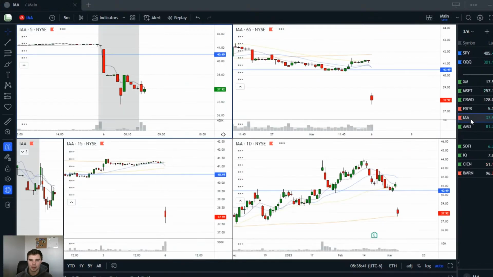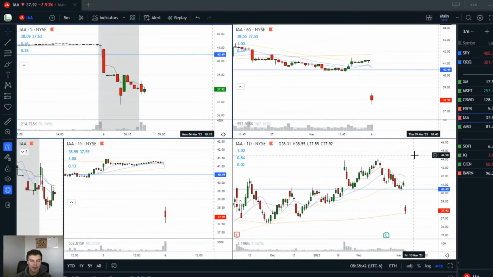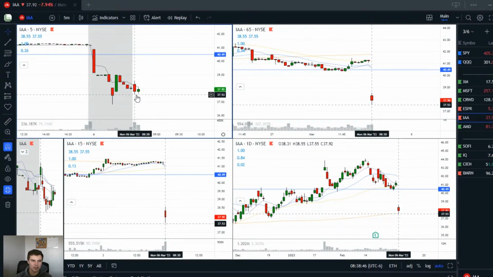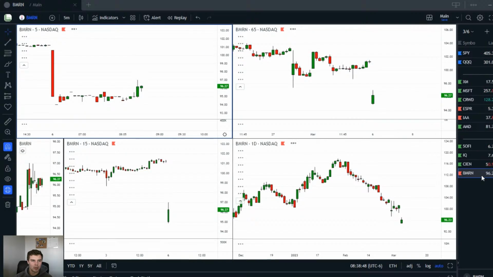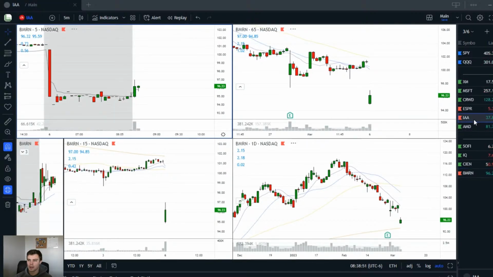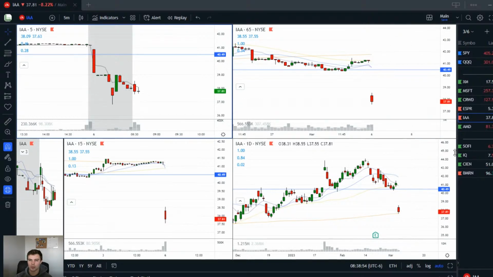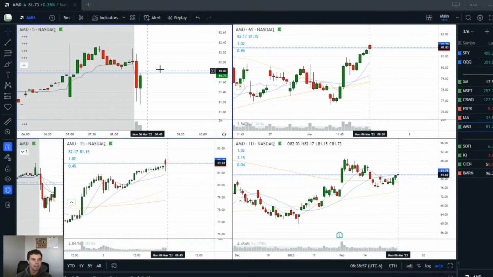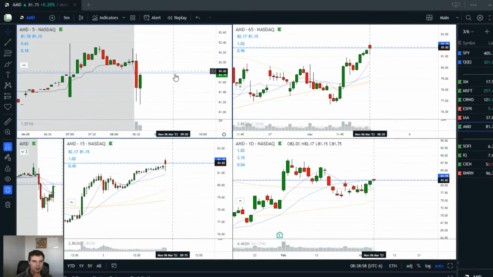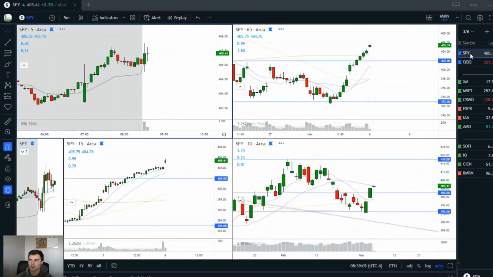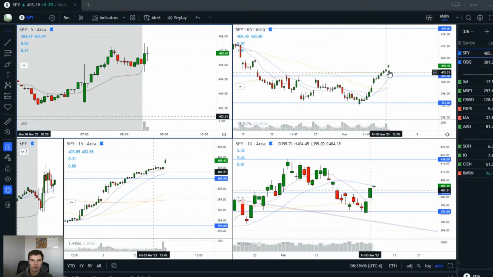ESPR is going to be tough. IAA is going to be tough as well. This is probably the best looking short idea out there. The IAA, it's right at resistance or support, whatever. AMD though, AMD is the one I want to be interested in. Putting in these bottoming tails, I want to see how the market's going to do. I really want to see what this market's going to do.